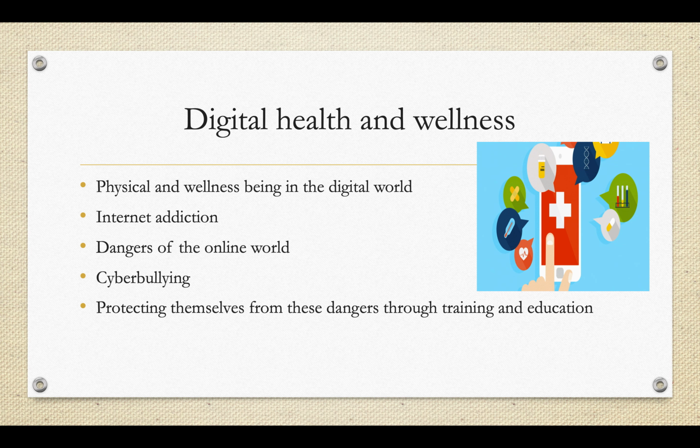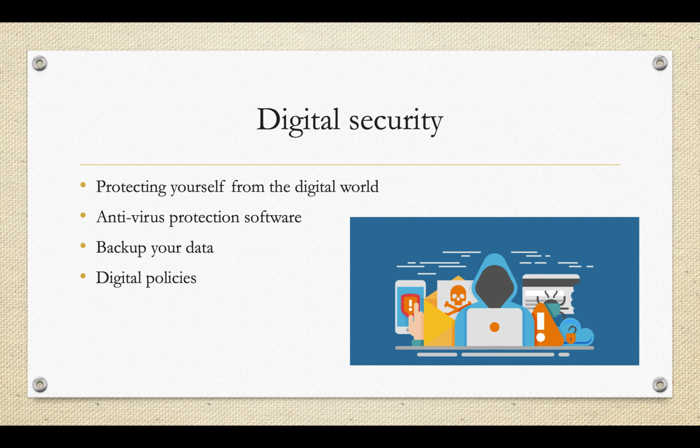Digital health and wellness. This is the physical and wellness being in the digital world. It can be a physiological effect on you where you will have actual health issues from your wrist to eye strain, or it could be psychological where you could have internet addiction. And there's a lot of dangers online, like cyberbullying and cyber stalking. We need to protect ourselves through training and education. Digital security, protecting yourself from the digital world, antivirus protection software, backing up. We learn more about malware and spam, kinds of scams out there, and bugs and chatbots and so on.